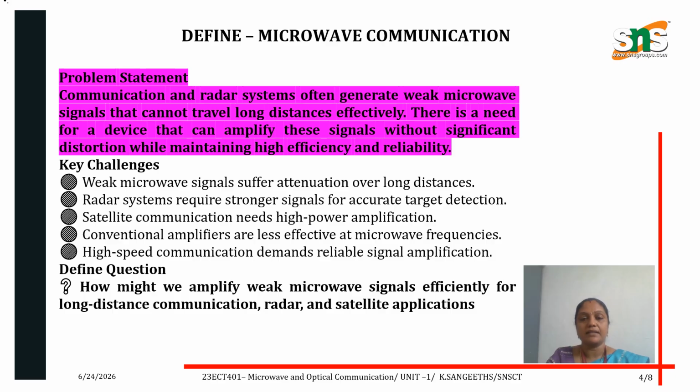The main challenges are: weak microwave signals suffer attenuation over long distances, radar systems require stronger signals for accurate target detection, and satellite communication needs high power amplification. So how might we amplify the weak microwave signal efficiently for long distance communication, radar, and satellite applications? The answer is two cavity reflex klystron.